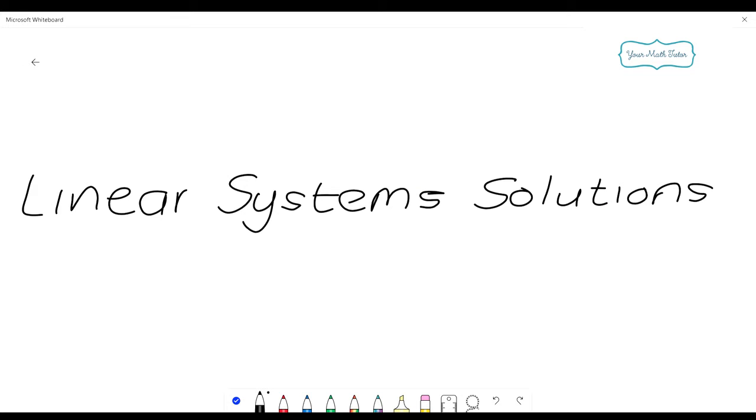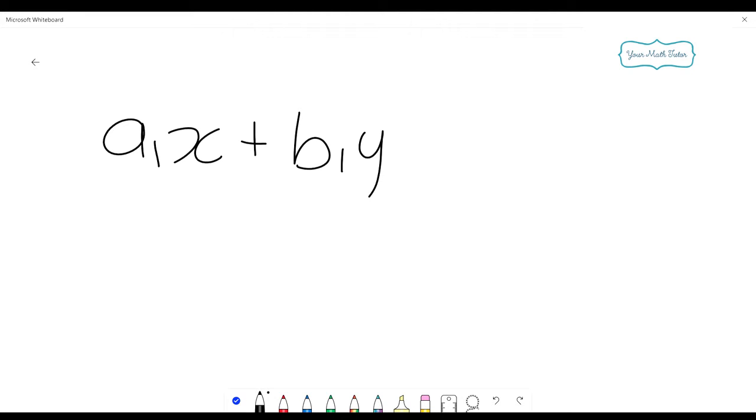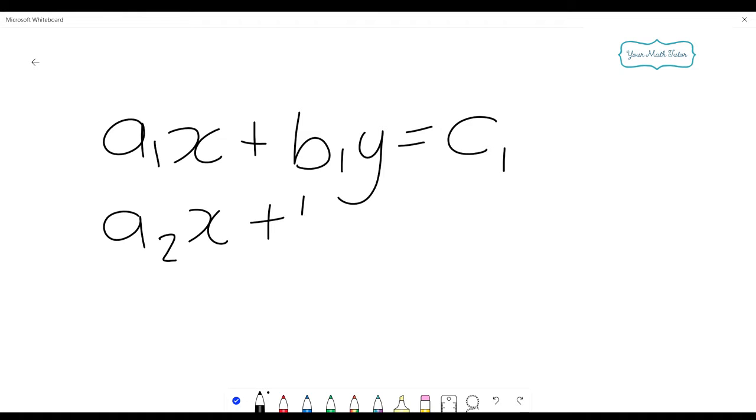So today I'm going to be talking about the basics of linear systems of equations and their solutions. A linear system of equations is a set of equations in the form a1x plus b1y is equal to c1. And then you also have a2x plus b2y is equal to c2.